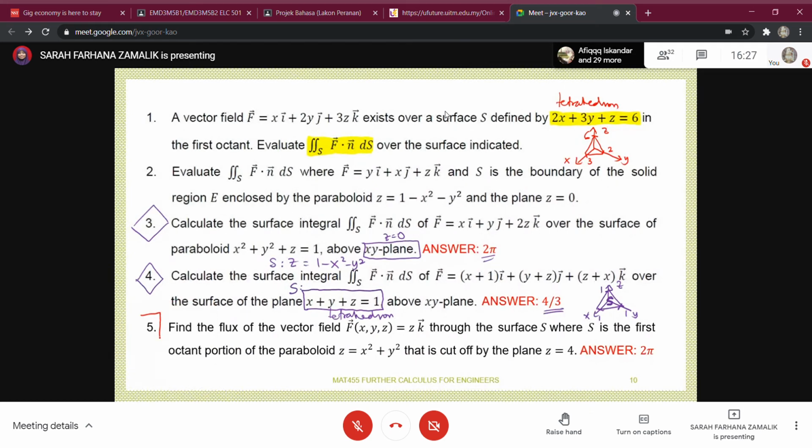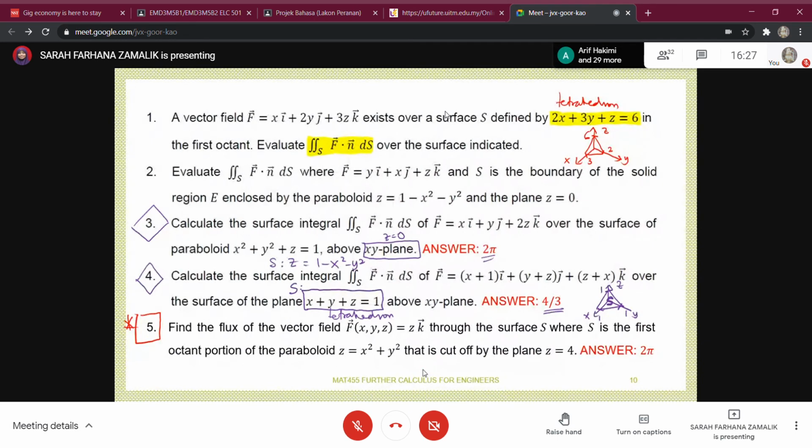Okay, there is half an hour left. So let's try number 5 now. Find the flux of the vector field F. In this case, our vector field has only the K component. Z, vector K. That means i and j are 0. So it gives only the K vector, which is Z, through the surface S, where S is the first octant portion of the paraboloid Z equals to x square plus y square that is cut off by the plane Z equals to 4.